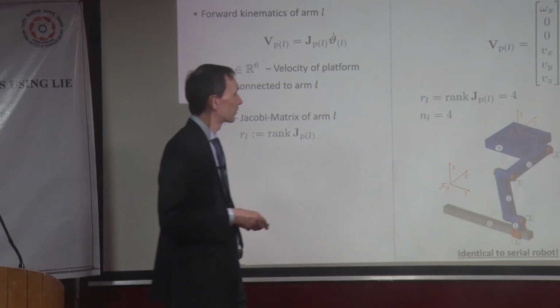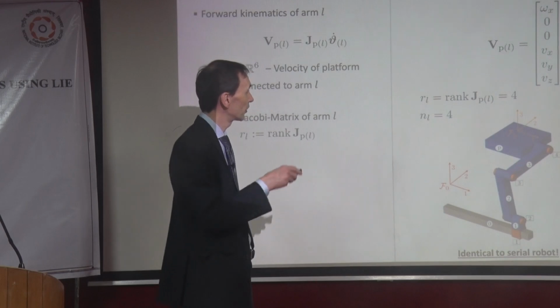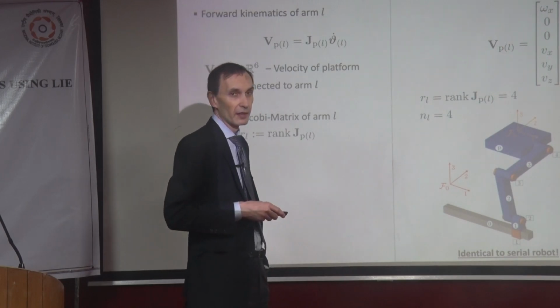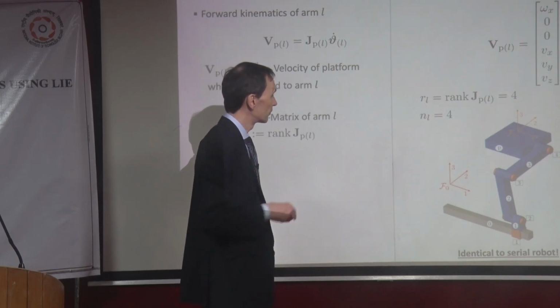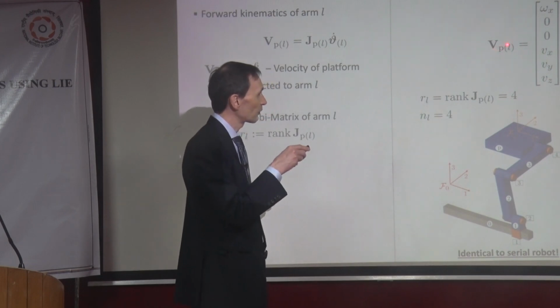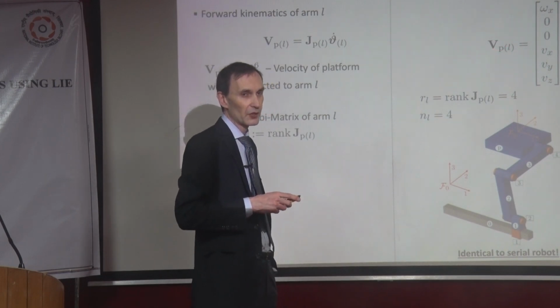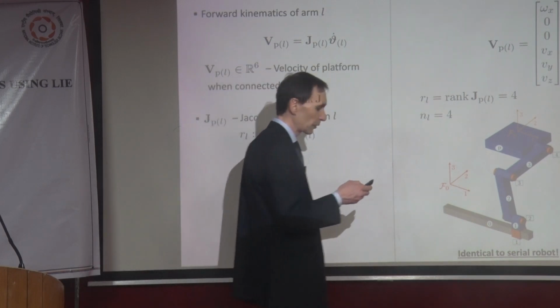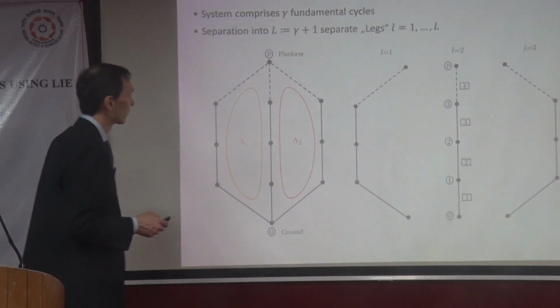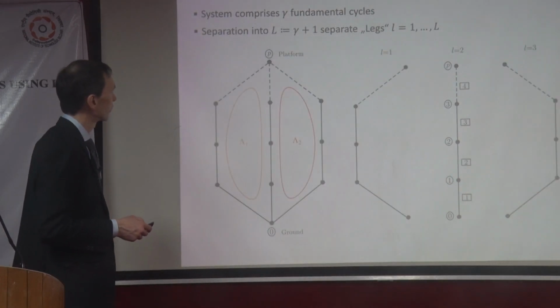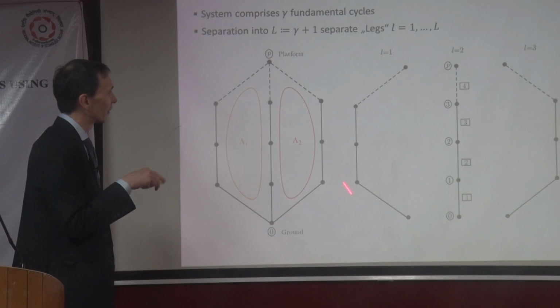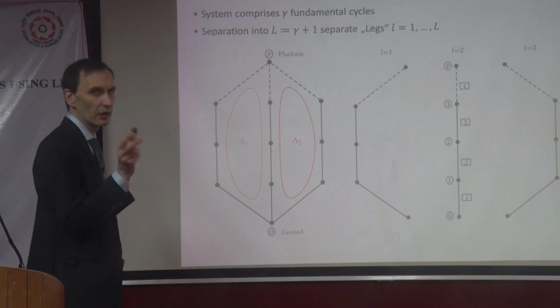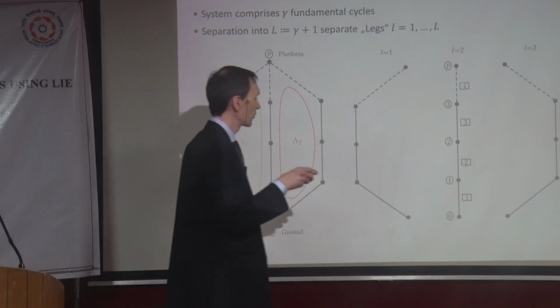Okay, and to confuse you, we need to have more notations. So VPL is the twist of the platform when it is connected only to the limb L. Remember that we numbered them? Yeah. We numbered the individual limbs by L from 1 to as many as we have. In this case we have 3, right?